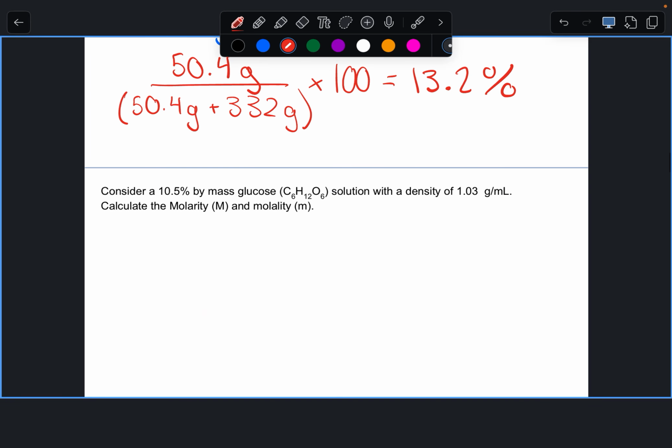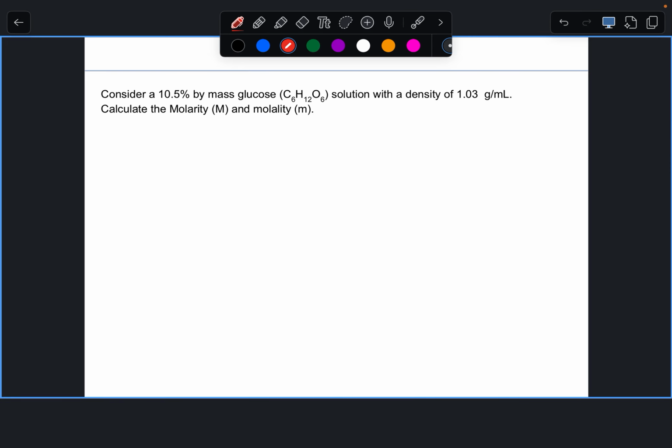Okay. All right, so the next one's a little bit more complicated because now what we're doing is we're starting with a concentration unit, so 10.5% glucose, and we want to then convert it to a different concentration unit, molarity and molality, so two different problems there. Okay, so the reason why this gets more complicated is because you're not given the little bits of information you need, you're given a starting concentration, which is lots of different components.